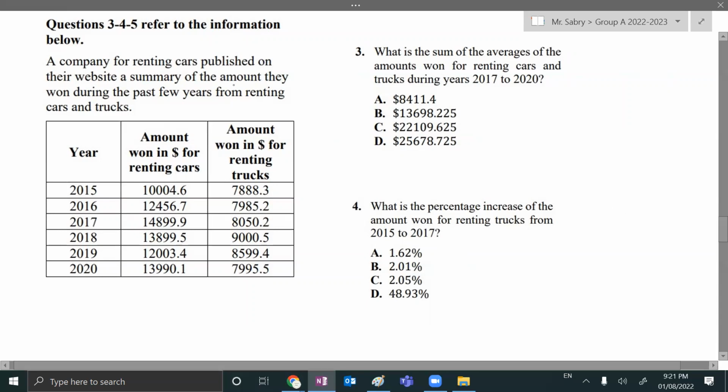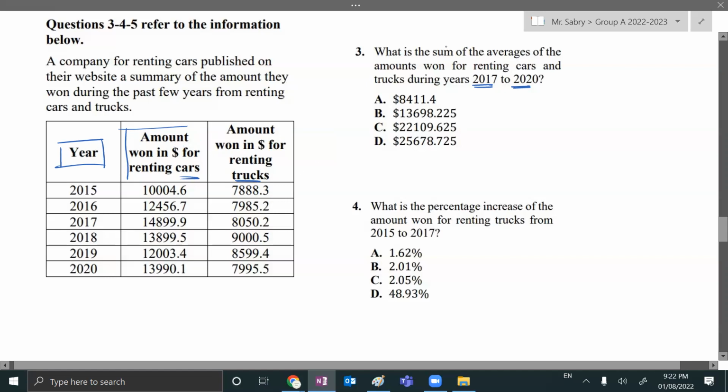The first one here says: what is the sum of the average amounts won for renting cars and trucks during the year 2017 to the year 2020. So let's look at the table and understand what it says. What is it talking about? Apparently the headers are the most important thing. These are the years. This is the amount of money that we got out of renting cars. This is the amount of money that we got out of renting trucks. So the difference between this and that is that this one is for cars and this one is for trucks.